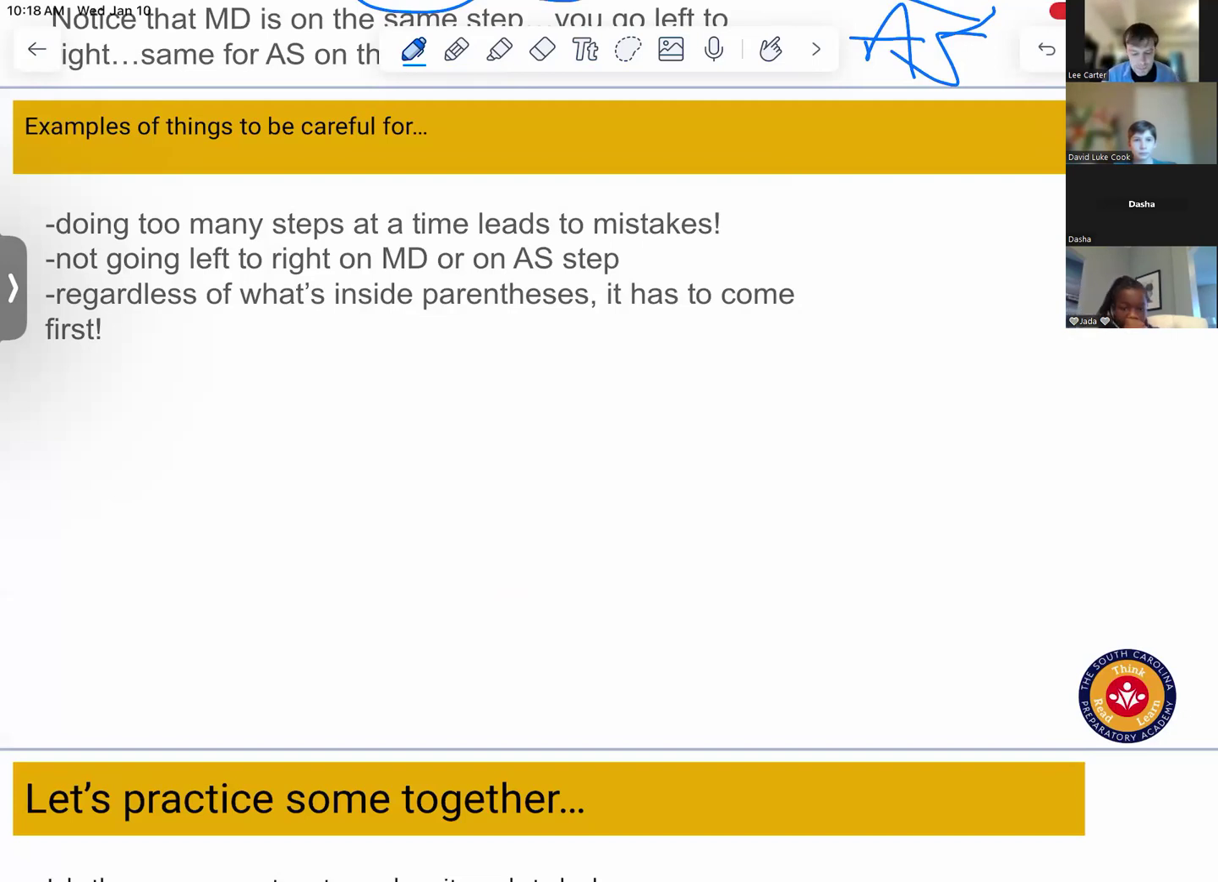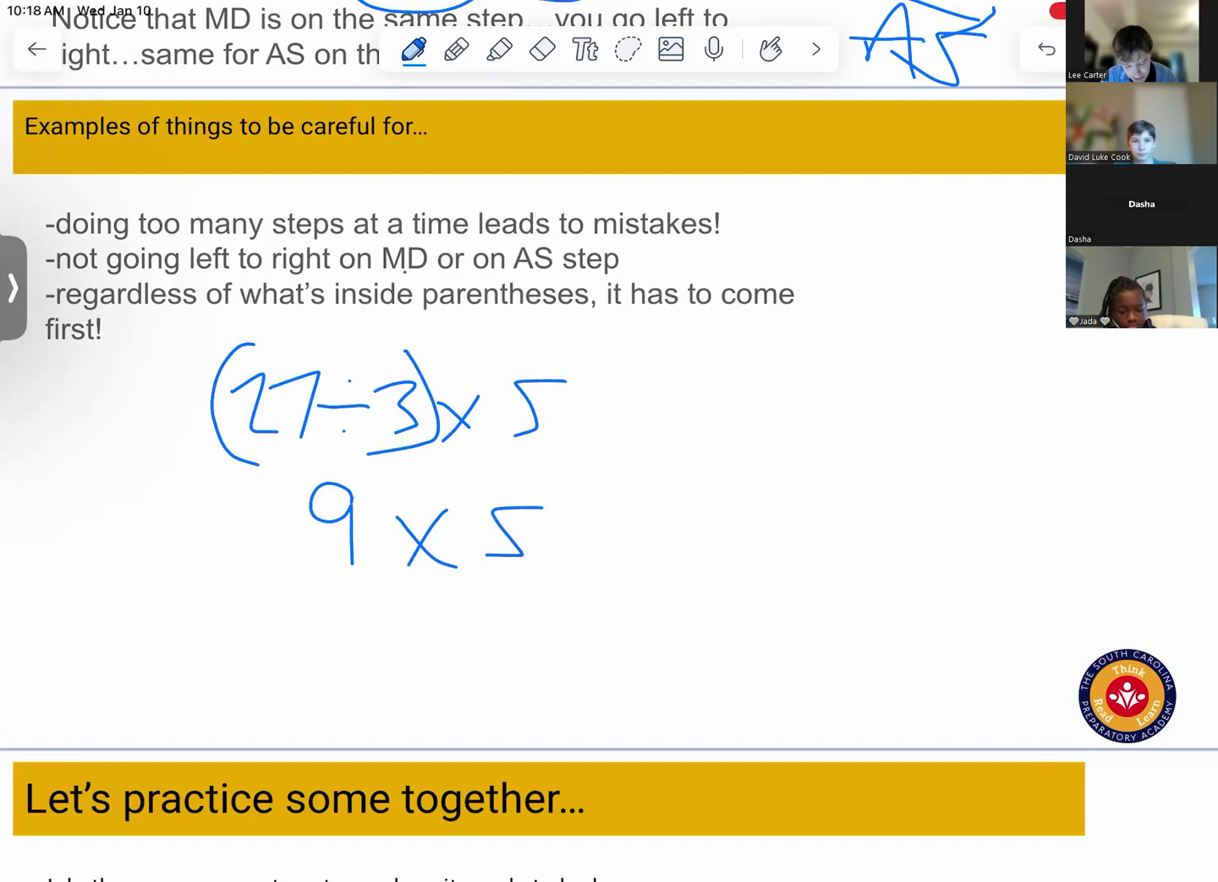Okay. Another thing that is a common thing that people make mistakes on is not going left to right on multiplication or division or on adding and subtracting. So what I'm saying here is this. If I give you 27 divided by 3 times 5, okay? What we would need to do here is multiplication and division is left to right. So we would do 27 divided by 3 is 9, then 9 times 5 is 45, like that.